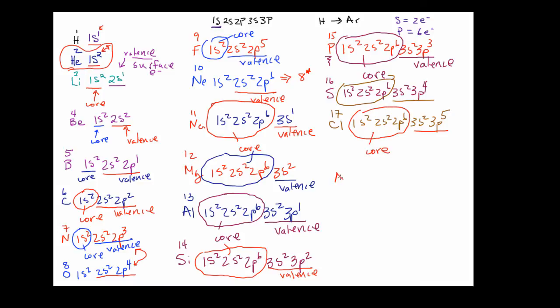All right, finally we got argon. 18 electrons. 1s2, 2s2, 2p6, 3s2, 3p6. All right, let's underline the valence. Notice that there's 6 and 2 is 8. Here's our magic number again. This is found in group 8A. All right, and here's my core.